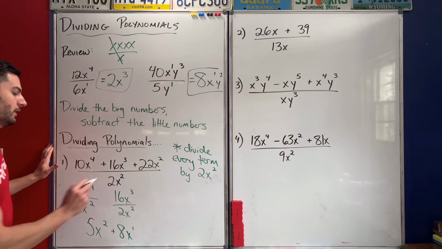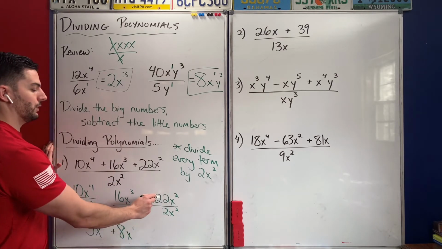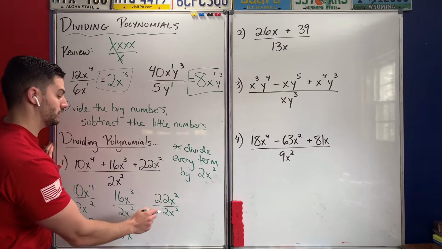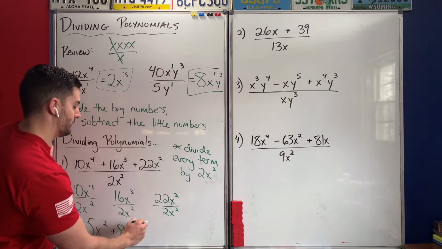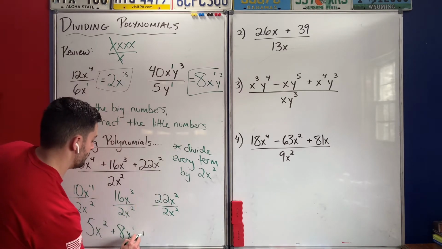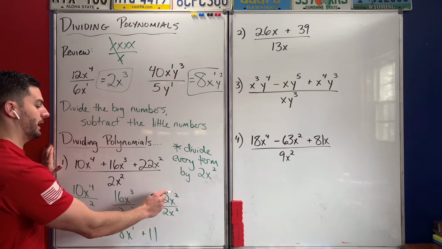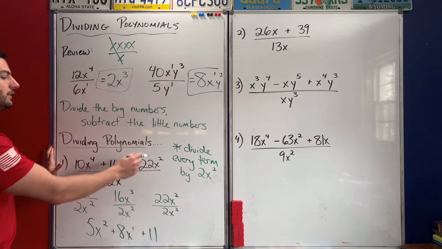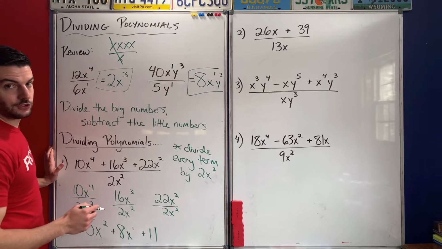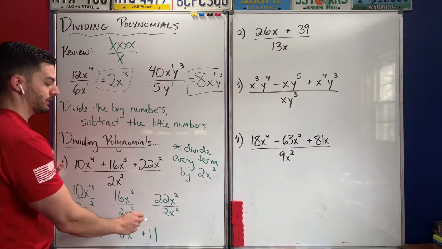Okay. And then my last one, so 22x squared over 2x squared. So again, to divide the big numbers, 22 divided by 2 is 11. And then x squared divided by x squared. So I would have 2 minus 2 is 0. So you could write x to the 0.